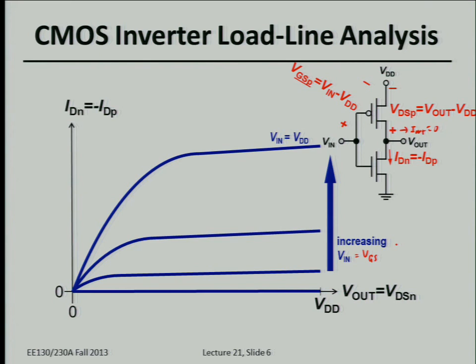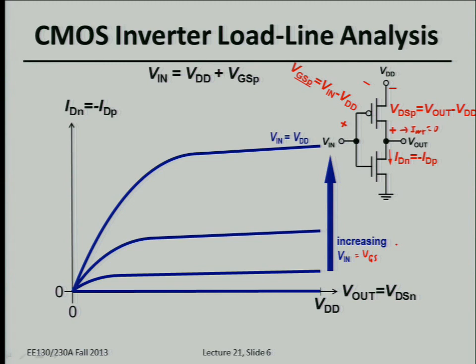Now, on the same plot of current versus output voltage, we want to plot the IV characteristics for the PMOS device. Then we want to find the points where the PMOS current equals the NMOS current, and that will tell us where the stable operating point of the circuit is, because in steady state, the current flowing in the PMOS has to equal the current flowing through the NMOS. So let's do that.